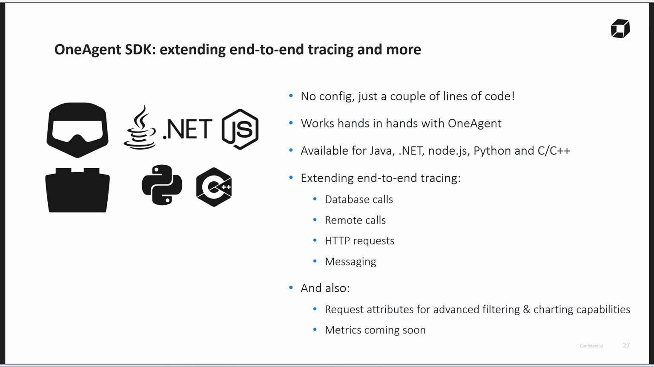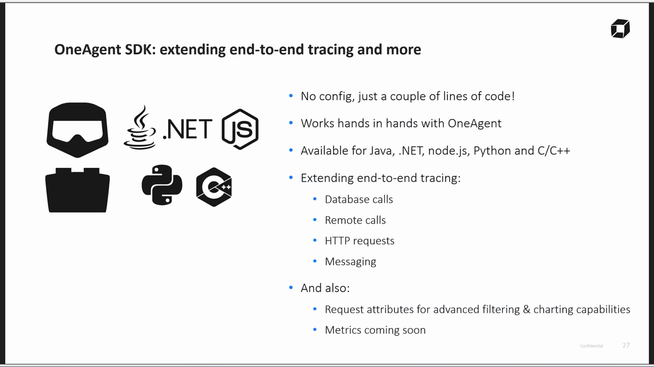But as said, once more, first you have to just look at everything that is done automatically and then figure out if you are missing one or two connections, for example, to a database. The great thing about the OneAgent SDK is no configuration needed. It works hand in hand with the OneAgent. So if you want to trace calls to a database or to a messaging system, you just have to add a couple of lines of code, and I'm going to show that. And then you can just add the missing end-to-end visibility.